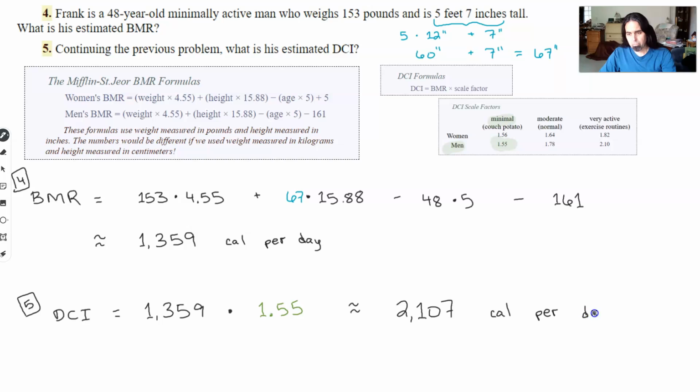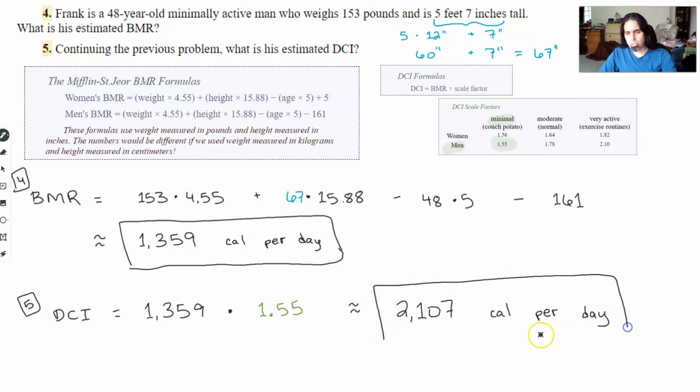So thankfully, Frank is not someone who is doing no motion, just keeping his metabolism going as he lies in a hospital bed comatose. Now he's moving about, not much, but some. So his actual daily caloric intake, DCI, is 2,107. If he eats more calories than this, he gains weight. If he eats less calories than that, he loses weight.